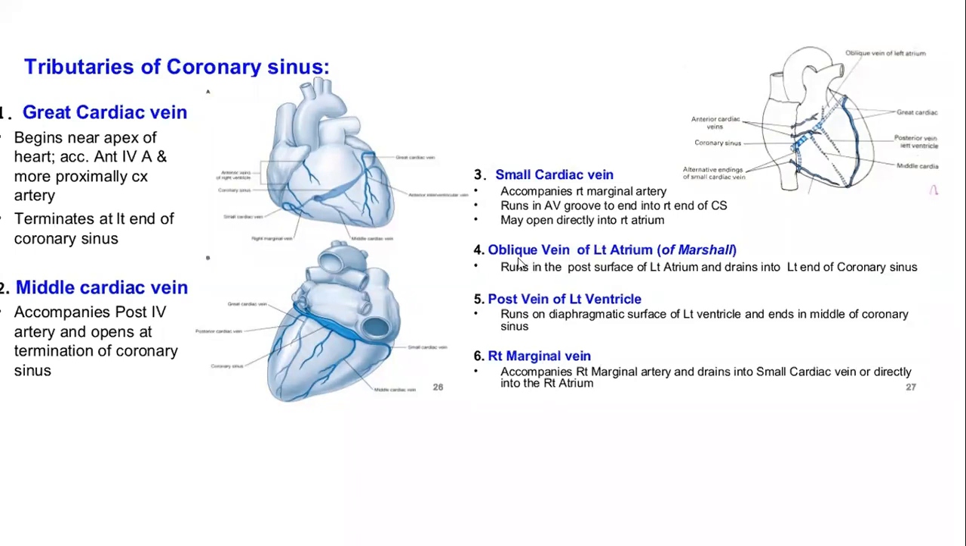Then we have another vein, which is called oblique vein of the left atrium of Marshall, very famous vein. It runs in the posterior surface of the left atrium and drains into the left end of the coronary sinus. Posterior vein of the left ventricle runs on the diaphragmatic surface of the left ventricle and ends in the middle of the coronary sinus. And right marginal vein accompanies the right marginal artery and drains into the small cardiac vein or may open directly into the right atrium.